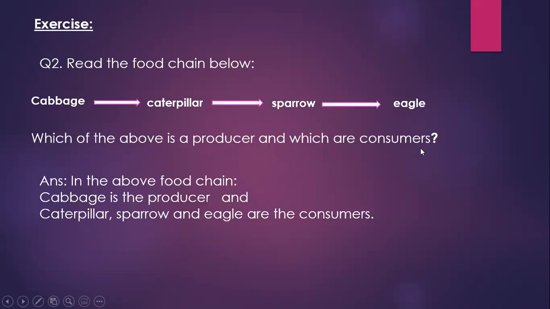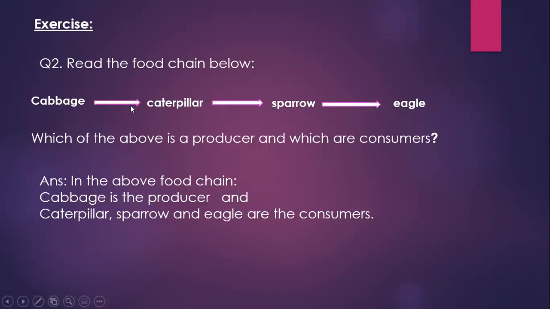Just hurry up, recall all the information you have in your mind. Who is the producer? Producers are only plants. So which one is there anything from the plant? Eagle is the plant? No. Sparrow? No. Animal, bird. Caterpillar? No. Cabbage. Cabbage is vegetable, so it's from the plant. So it means cabbage is the producer.